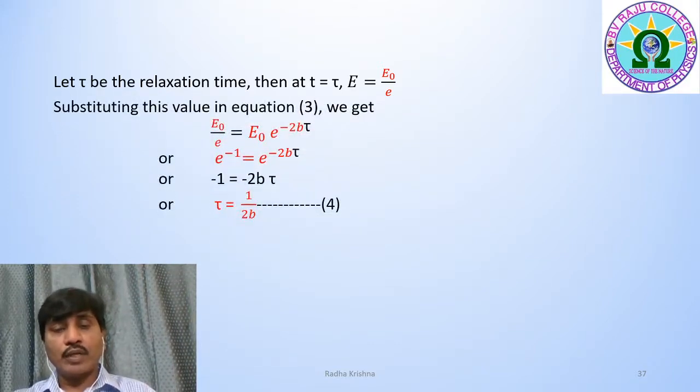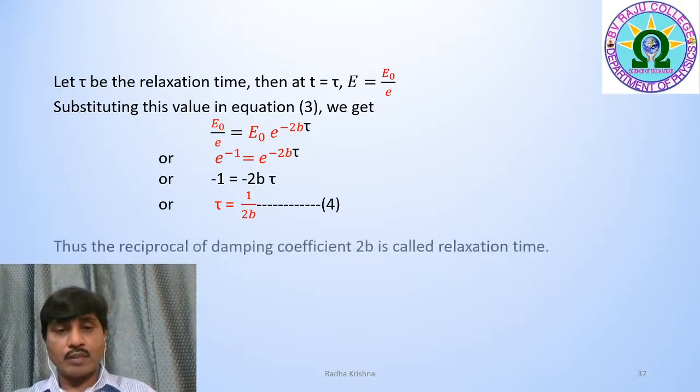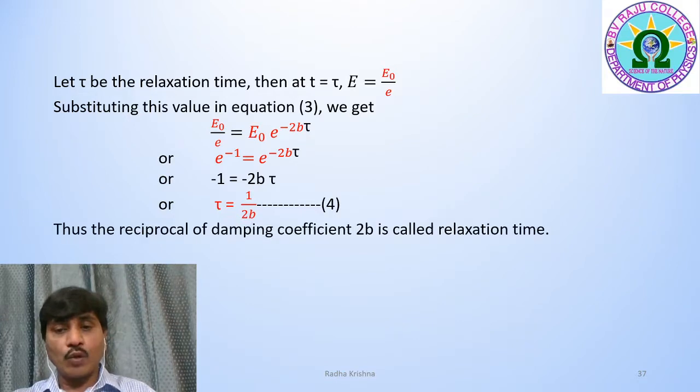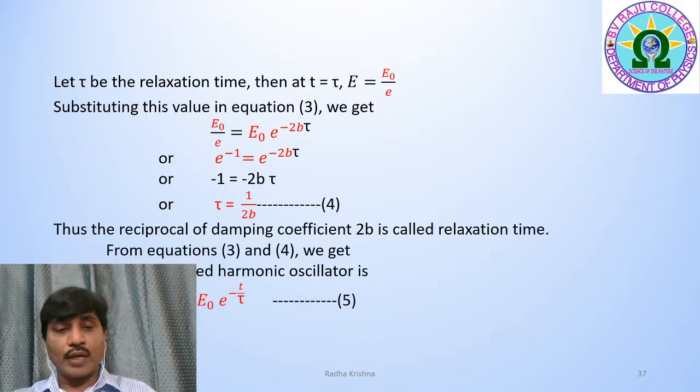Substituting this value in equation 3, we get E0/e is equal to E0 into e^(-2bτ). On cancelling E0 on both sides, we get e^(-1) is equal to e^(-2bτ). Therefore, -1 is equal to -2bτ, or τ is equal to 1/2b. That means the reciprocal of the damping quotient 2b is called relaxation time. From equations 3 and 4, we get the energy of the damped oscillator can be written as E is equal to E0 into e^(-t/τ).